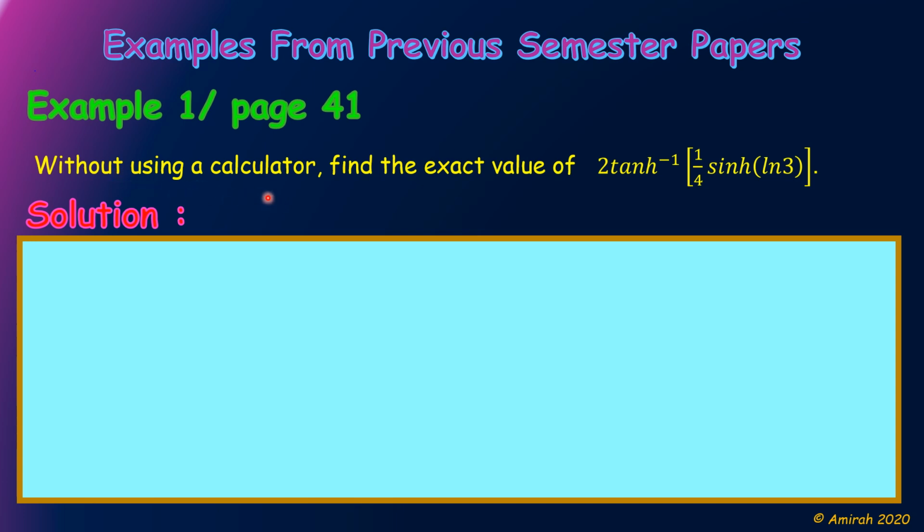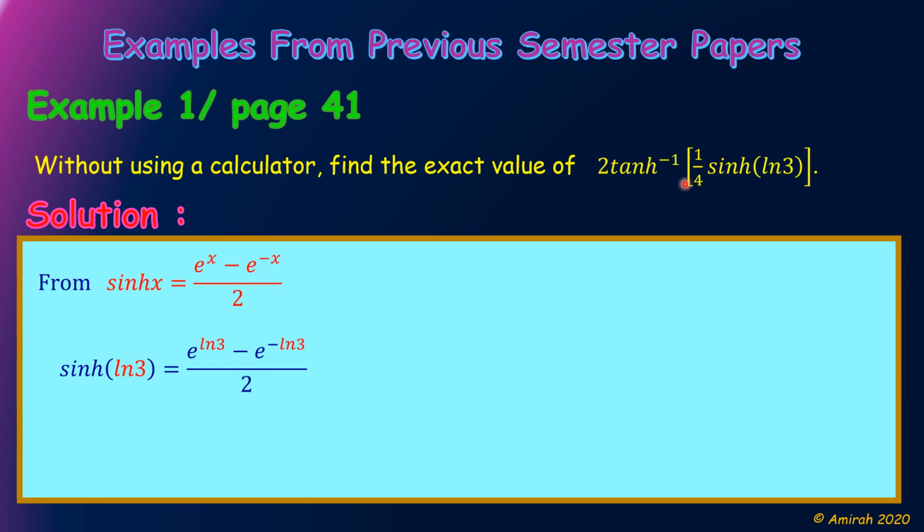Without using a calculator here means that we need to use the formula from the definition of hyperbolic function and the definition of inverse hyperbolic function. From this question, we can see that we have a hyperbolic function, which is sinh. From sinh x equals e to the power of x minus e to the power of negative x over 2, we can find the value of sinh ln 3 without using a calculator.